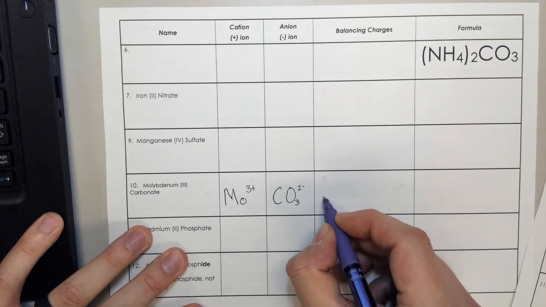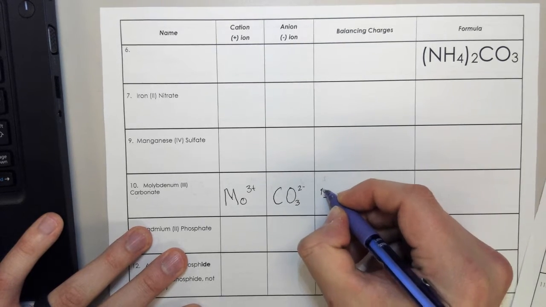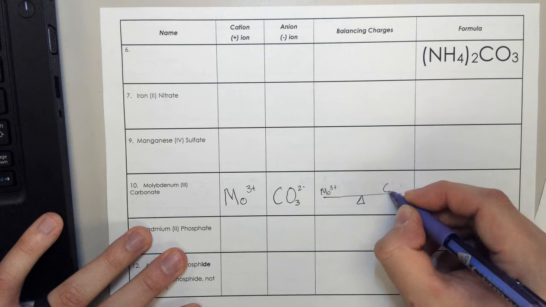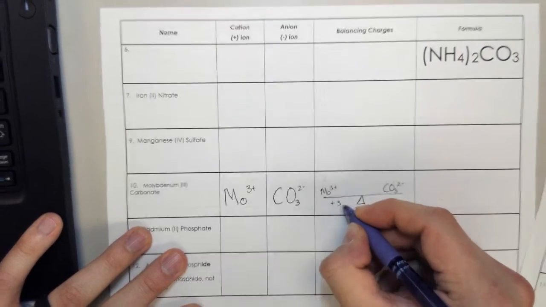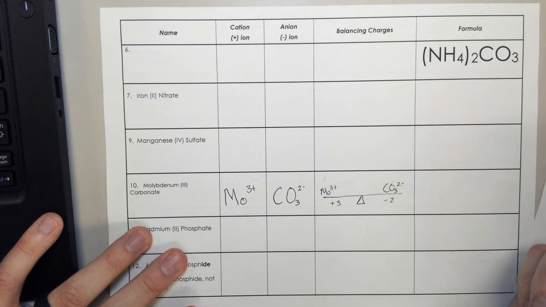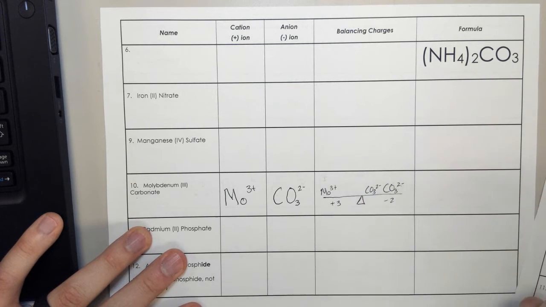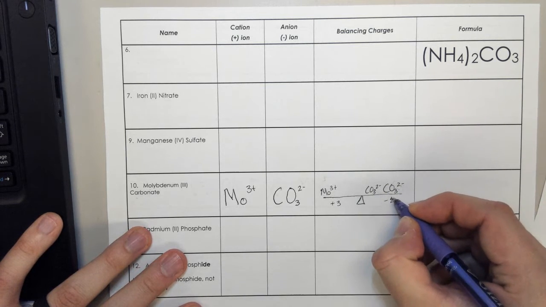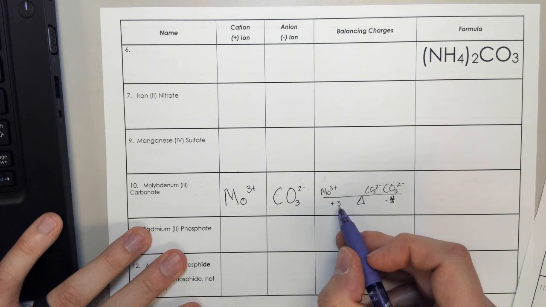So now we're going to draw our balance. And we're going to put the pieces on the balance. We got Mo with a 3+. We got CO3, the 2-. Right now our plus 3 and our minus 2 do not cancel. So I'm going to add another carbonate and see what happens. Okay? Well, now their total is a 2 and a 2, so that's a 4 charge. Well, that still doesn't cancel with my 3 over here.